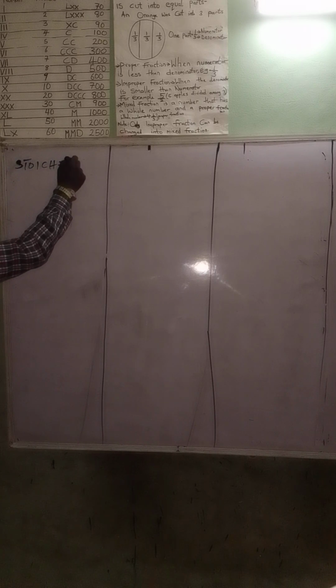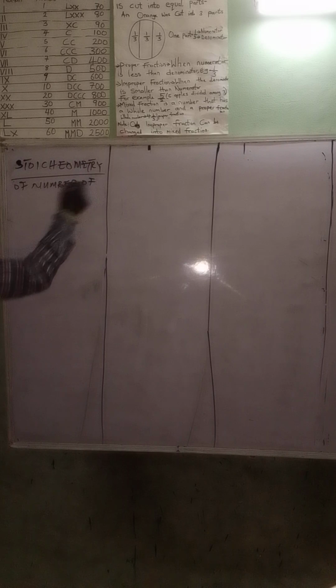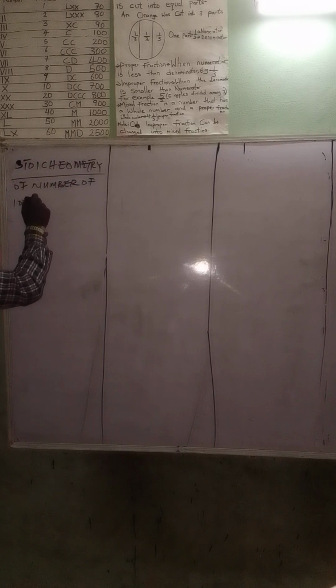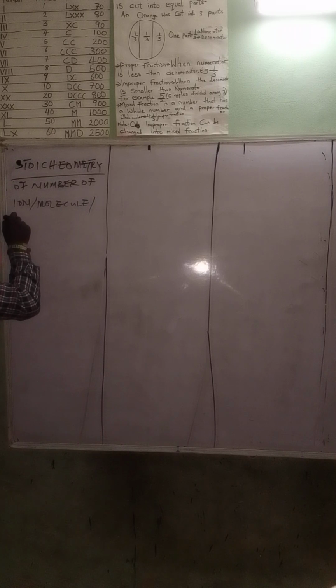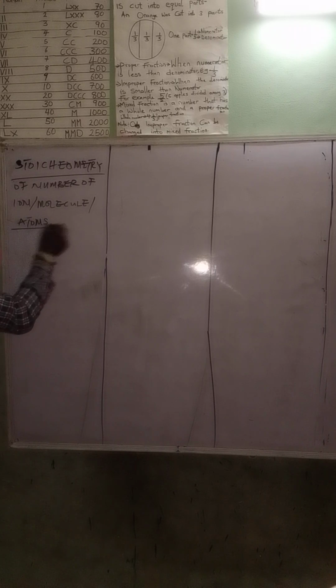Stoichiometry of number can be number of ions, number of molecules, or number of atoms. Stoichiometry of number of ions, number of molecules, and number of atoms. Take note of one thing.